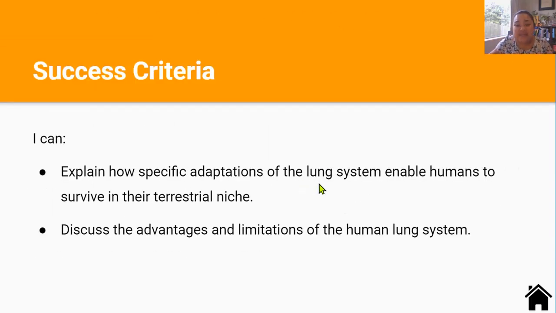So well done, you've made it to the end of the lesson. So by now you should be able to explain how adaptations of the lung system enable humans to survive in their terrestrial niche, and discuss the advantages and the limitations of the human lung system.